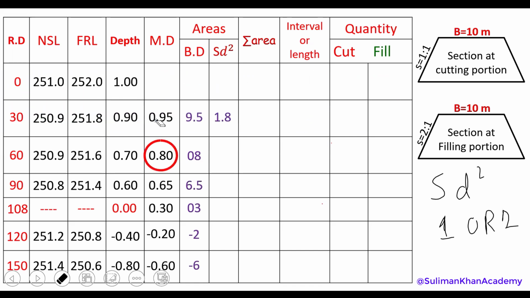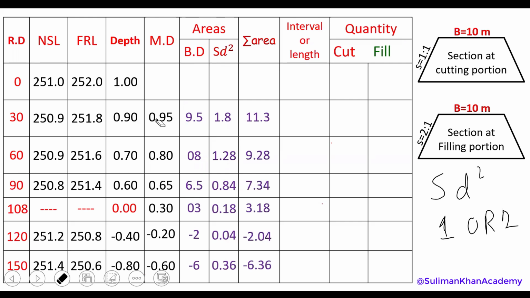For the next station, we have the mean depth, and the side slope is again the same, and the area should be 1.28, and so on. However, after the intermediate point, we have cutting. Then, of course, we will use the side slope from the section which is in cutting, and that's 1. So the area should be 0.04, and for the last station, the area should be 0.36. Now, summation of area means just adding those two areas. Interval is known, which is 30 meters. Now, area times the interval means the quantity.